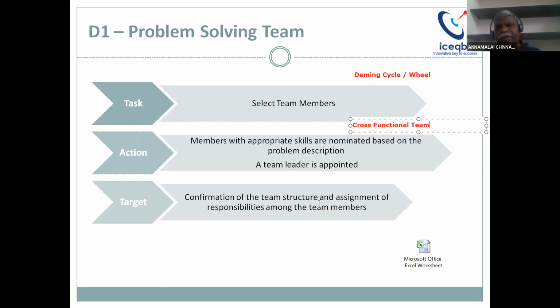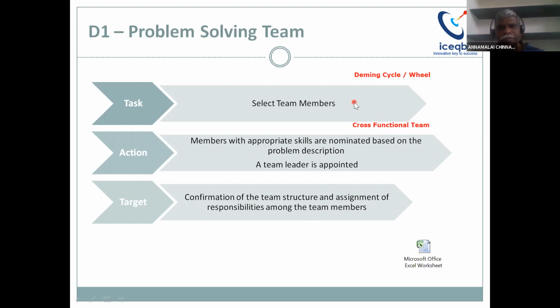So what is their role? Maybe somebody may be designated for collecting the data. Somebody may be designated for identifying the root cause of the problem. Somebody may be assigned for implementing the solutions, like that. So what are the roles and responsibilities for each and every one of the members? That is to be determined. So select the members, then form a cross-functional team, and then assign the roles and responsibilities. So that is step 1.